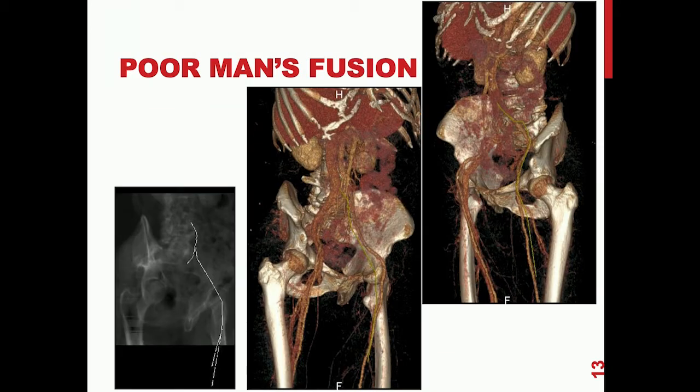Of course, you can do a kind of fusion yourself by drawing a tract on your workstation, and this gives you approximately the route for getting your guide within the occluded vein on fluoroscopic guidance.